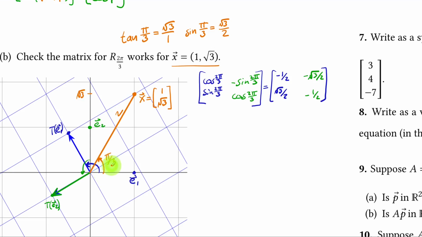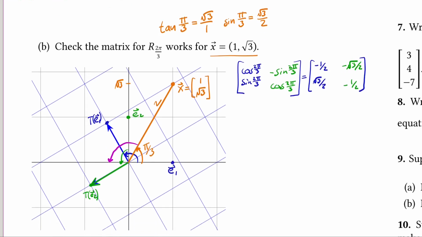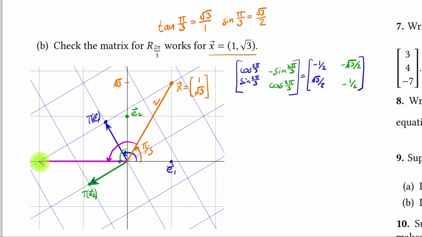And that's nice because if this gets rotated by another 2 pi over 3, it will end up at an angle of pi. And if it's staying the same distance 2 away from the origin, we're talking about this point, (-2, 0). Let's check that that's what we get.